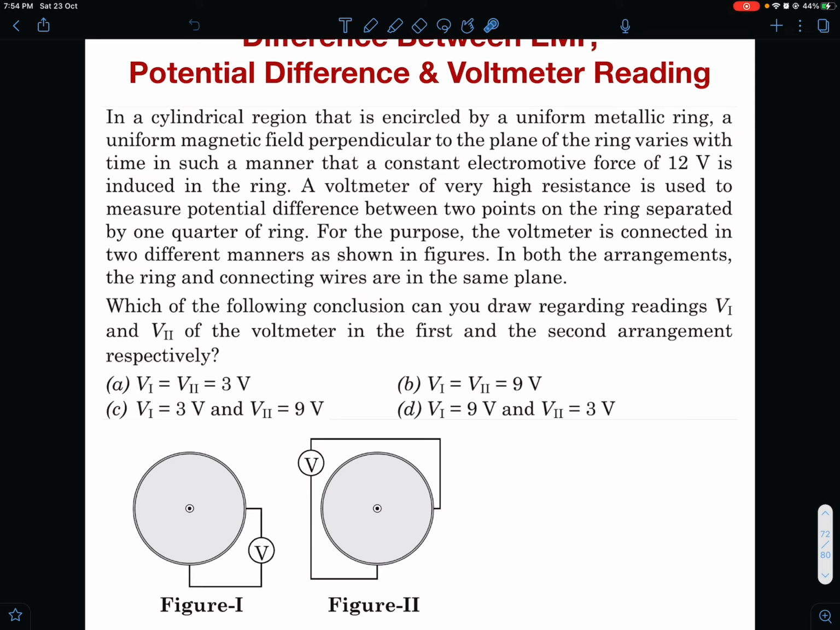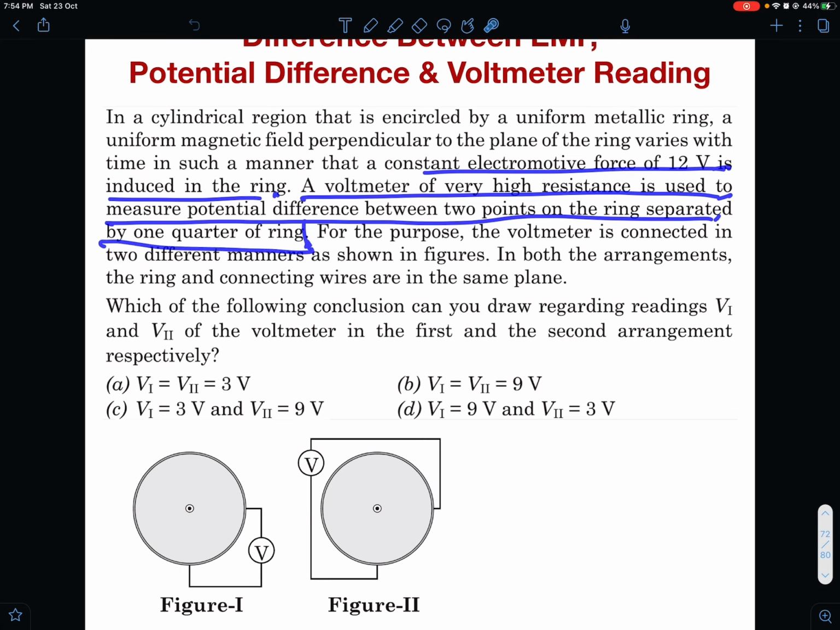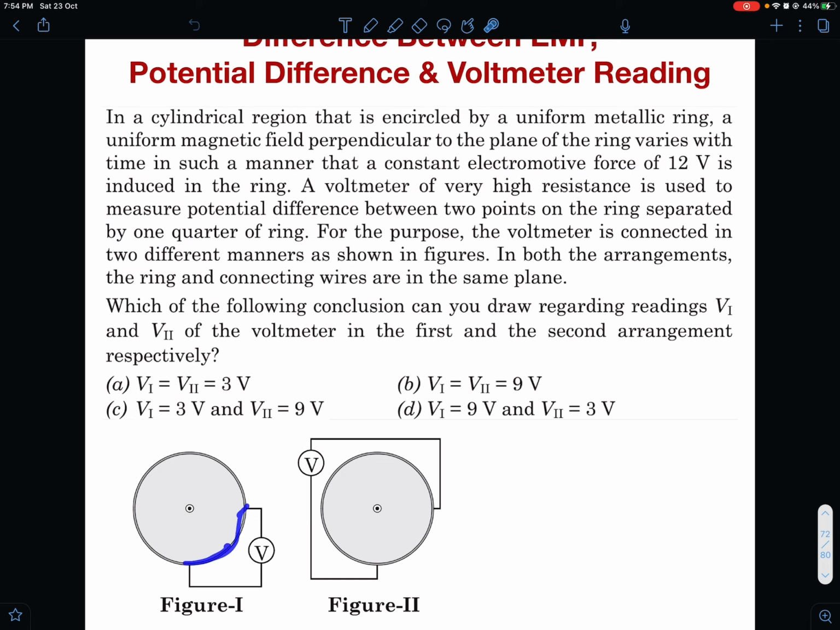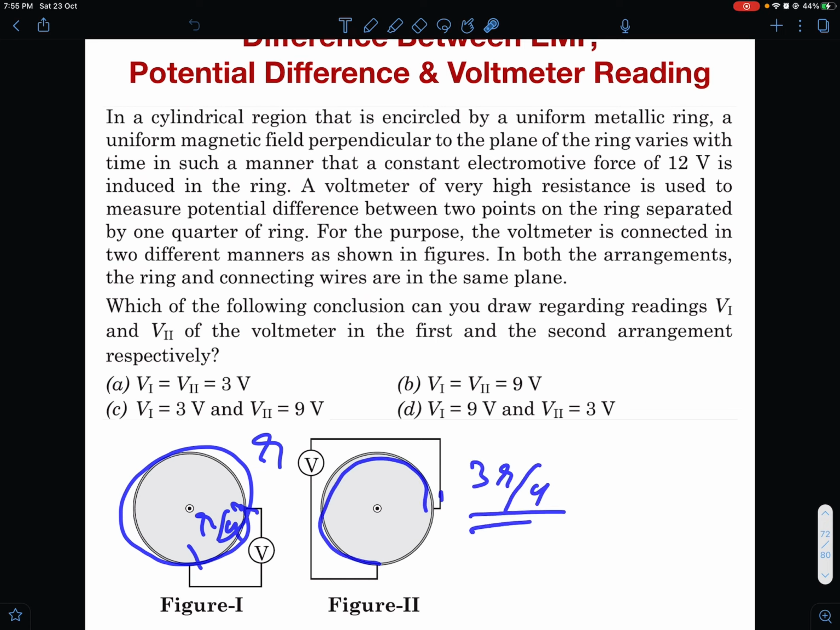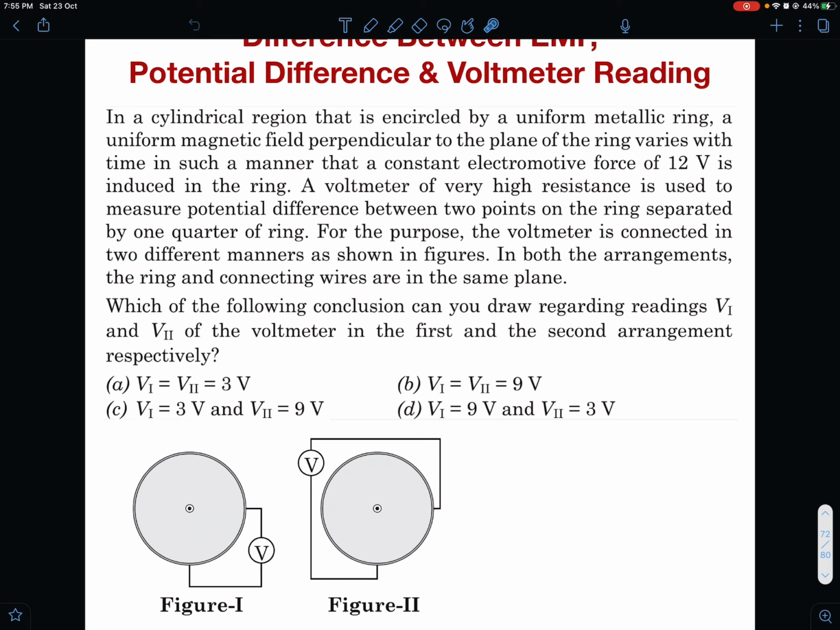So what does it say? EMF induced is 12 volt in the ring, and a voltmeter of very high resistance is used to measure potential difference between 2 points on the ring separated by 1/4 of the ring. So this much is the quarter ring, and this much is 3/4 of the ring. If the entire ring has a resistance small r, then this quarter part will have a resistance of r/4, and this part will have a resistance of 3r/4. We'll be using this fact later on.